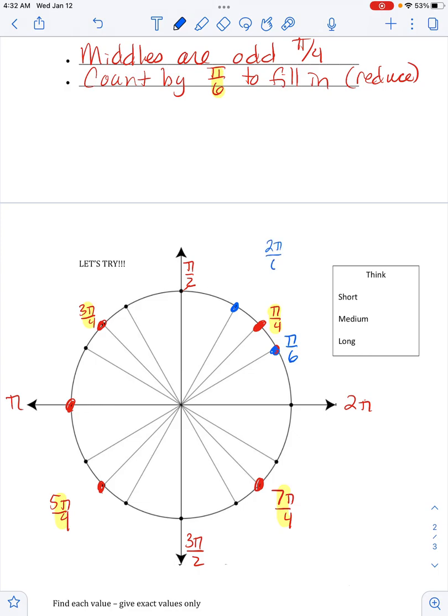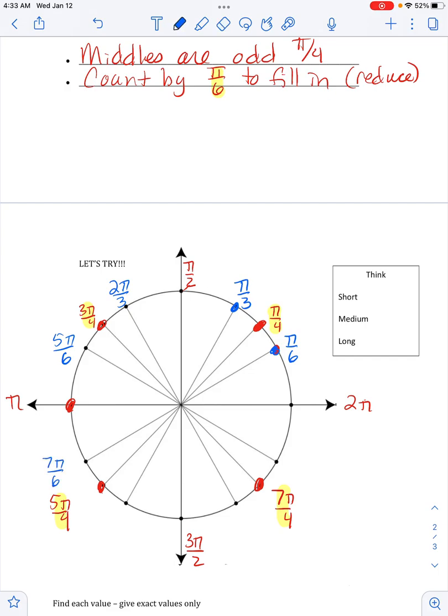This would be 2 pi over 6, but that reduces, so we actually label it as pi thirds. Then at the top, I'd be at 3 pi over 6, which would reduce to pi halves, but we already labeled that. Then I would be at 4 pi over 6, but that reduces to 2 pi thirds. After 4 would obviously come 5 pi over 6. That doesn't reduce. Here I'd be at 6 pi over 6, but that would land me at pi, which I already filled in when I reduce it.